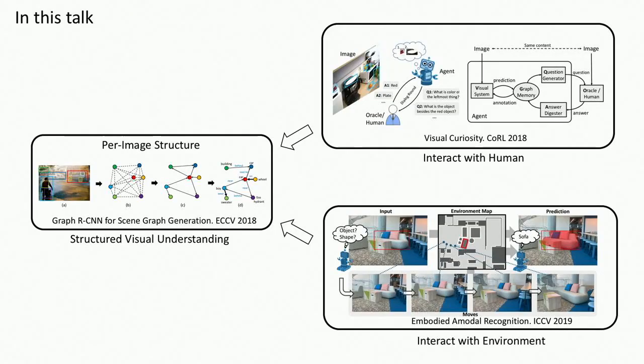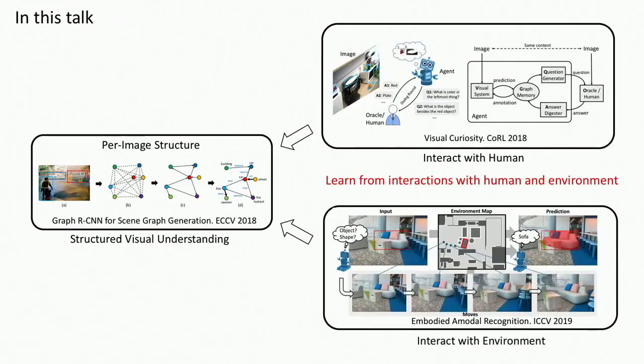So finally, to summarize, in this talk I just talked about our three works. The first one is how we extract the scene graph from a single image to perform structured visual understanding, and then how we leverage the interaction with humans through language to help understand the visual data, and then how we leverage the interaction with the environment to help understand the visual object in the 3D environment. So basically, to summarize, it's kind of learning from interactions with human and environment.